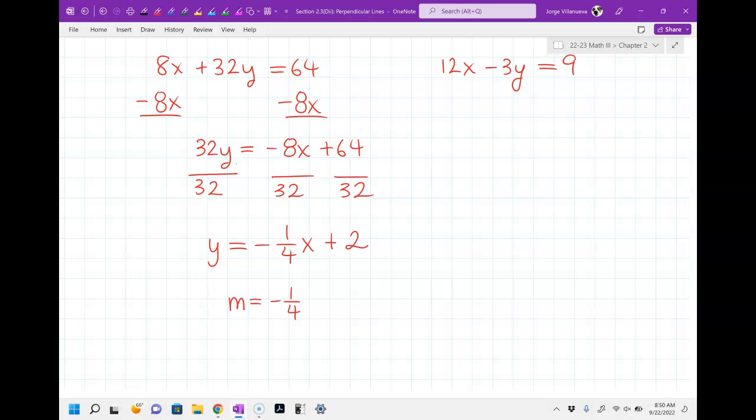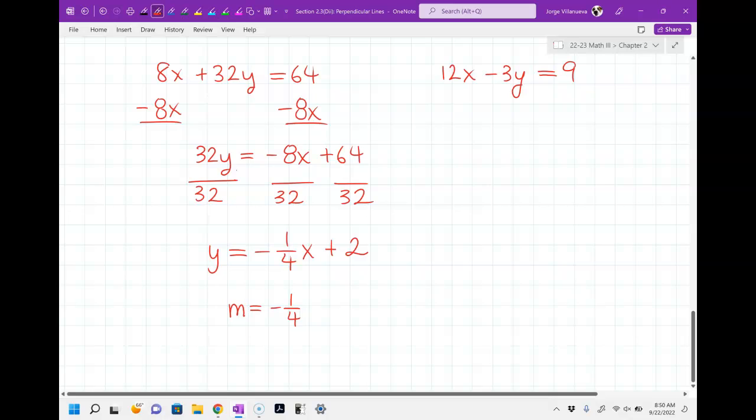Parallel, right? Because they're the same. If my other slope is a negative 4, neither. Okay? Because my only options for parallel, it has to be negative 1/4. For perpendicular, it has to be a 4. Anything else is a neither answer. So let's see what happens here.